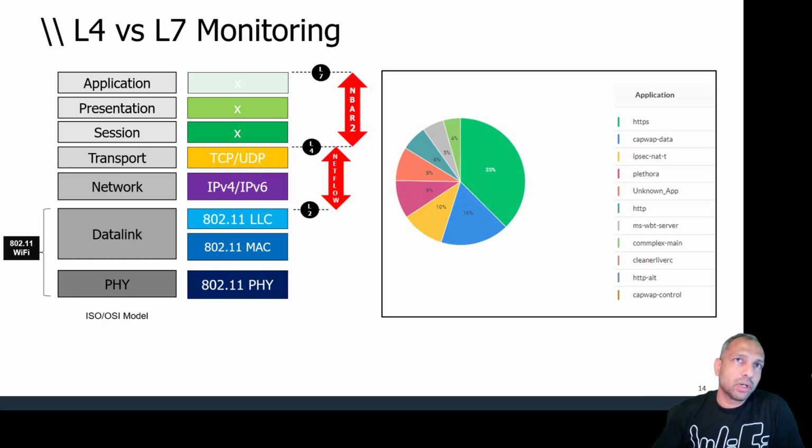In that way, you can differentiate the traffic at the application level whenever you're using NBAR. Remember the difference between layer 7 monitoring versus layer 4. NetFlow falls into a layer 4 kind of technology. You cannot get any application level detail.